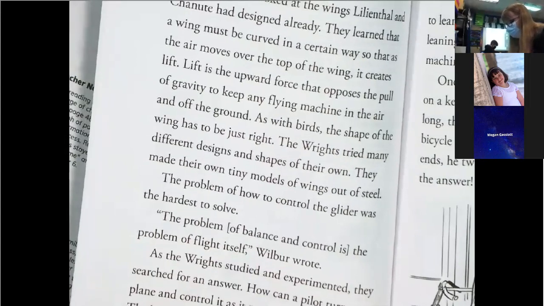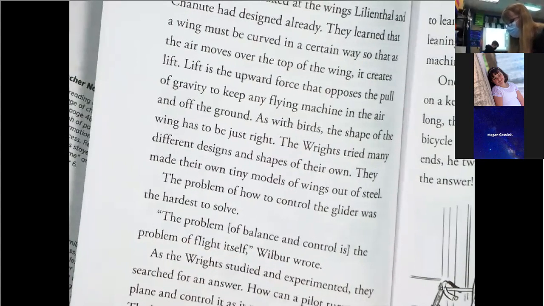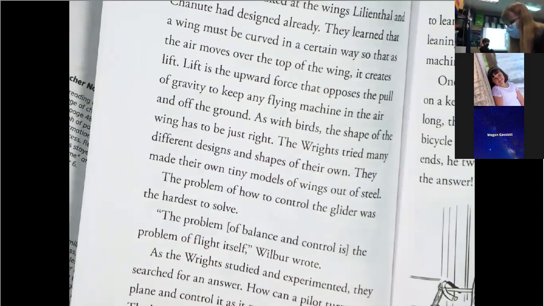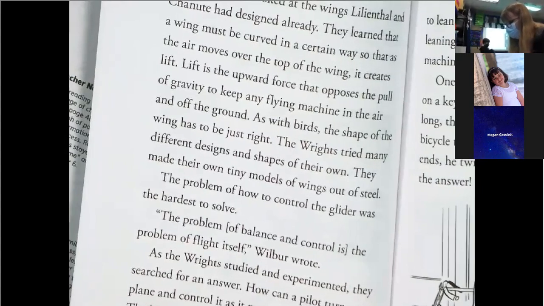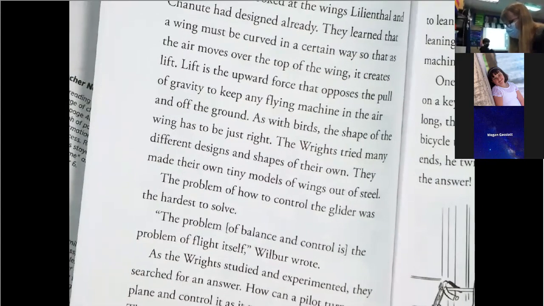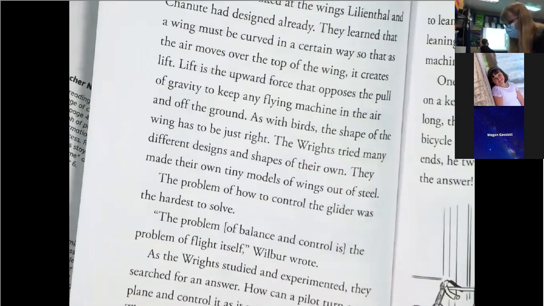As the Wrights studied and experimented, they searched for an answer. How can a pilot turn a plane and control it as it moves through the air? The brothers' experience on bicycles proved very useful. To turn a bike, the rider has to move the handlebars to one side, but the rider also has to lean into the turn and keep balance while leaning. The Wrights felt that controlling a flying machine would be similar.